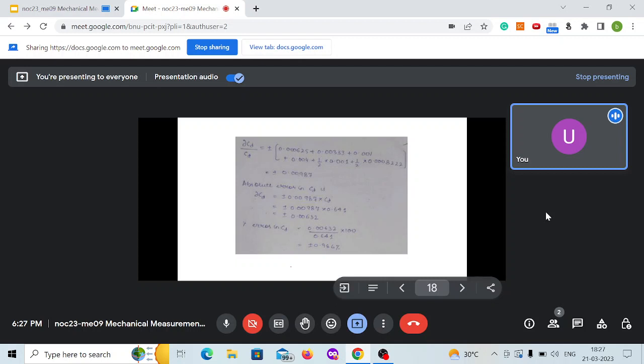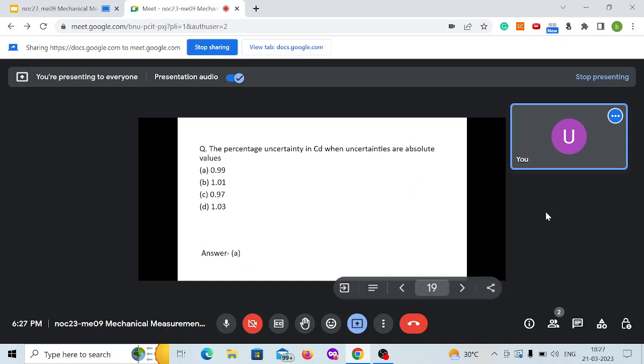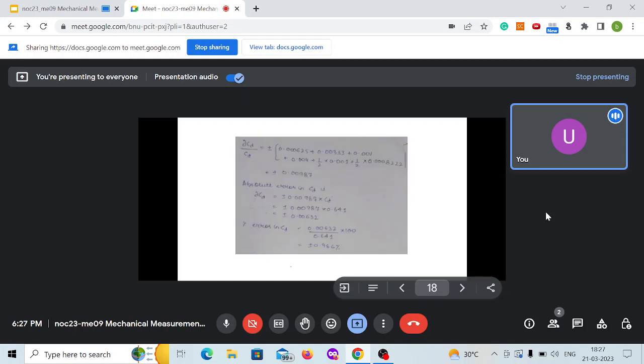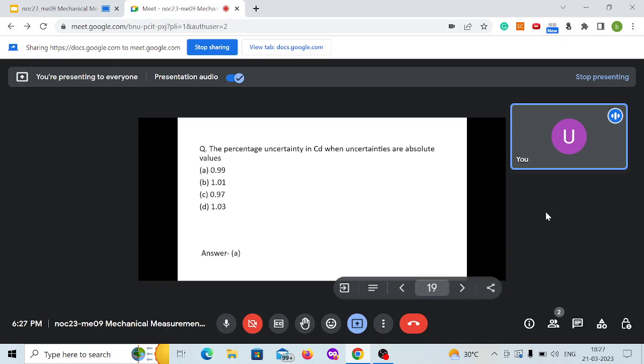In percent, we will have 0.00632 by 0.641 into 100. It's 0.986%. If you see the options, you have all values, and so the answer is A, which is close to 0.99. So the answer we got is 0.986, so the answer is 0.99.